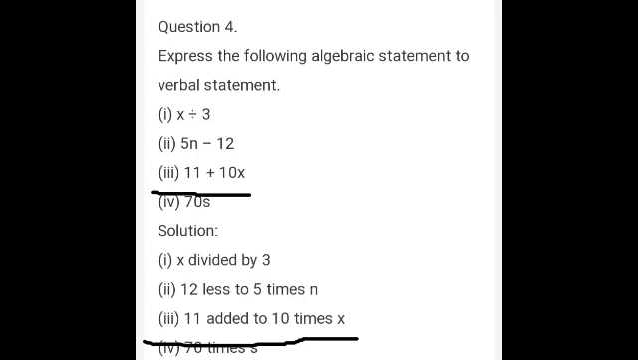Now we'll move to the third subdivision. 11 plus 10x. That means 11 is added to 10x. 10x, how to write it? 10 times x. So finally, 11 is added to 10 times x. Did you understand, my dears? Now let's move to question number 5.